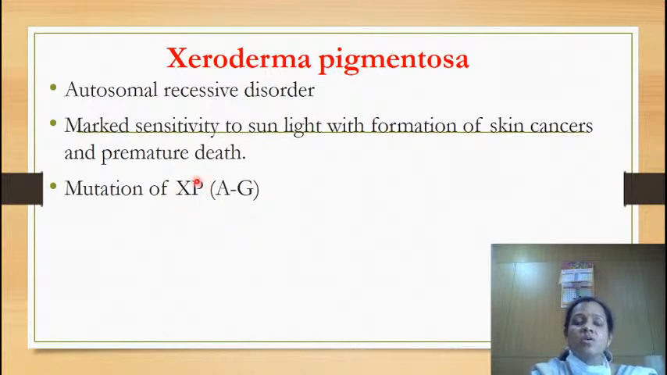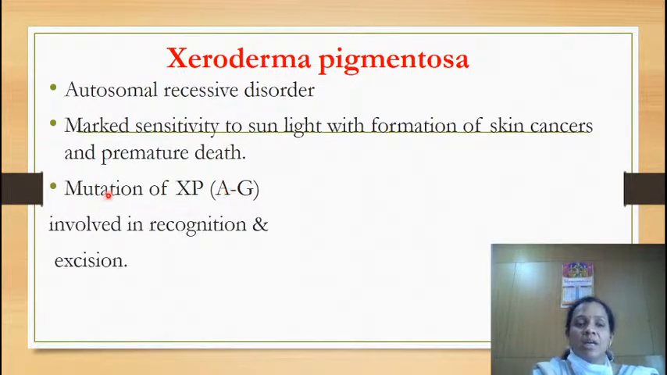This is mainly because of mutations in the XP gene. XP is expanded as xeroderma pigmentosa gene, and it is named from A to G. You have xeroderma pigmentosa A, B, C, D, E, F, G. So in this way you have proteins. Now mutation of any one of the proteins is enough to prevent the repair.